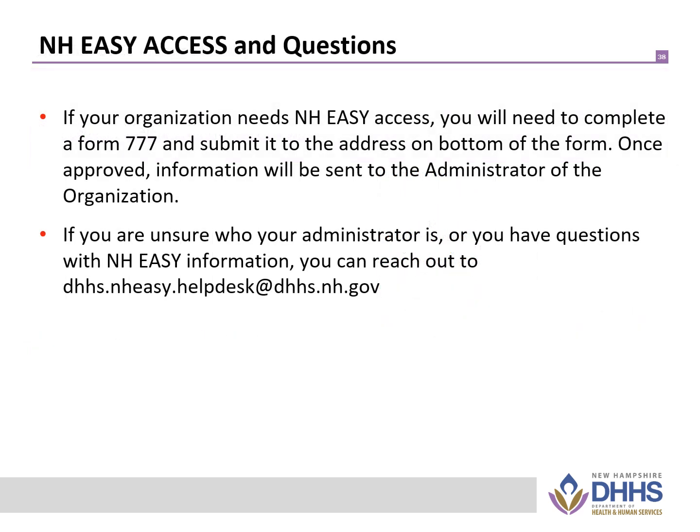If your organization needs New Hampshire Easy Access, you will need to complete a Form 777 and submit it to the address at the bottom of the form. Once approved, the information will be sent to the administrator of the organization. If you are unaware of who your administrator is or you have any further questions with New Hampshire Easy Access, you can reach out to the email address shown below.